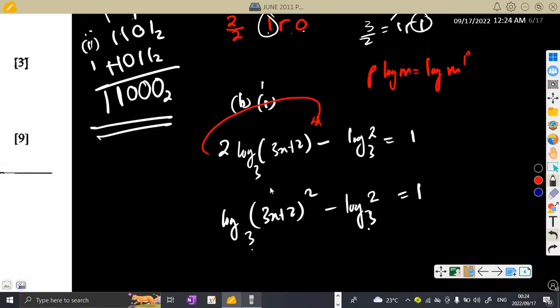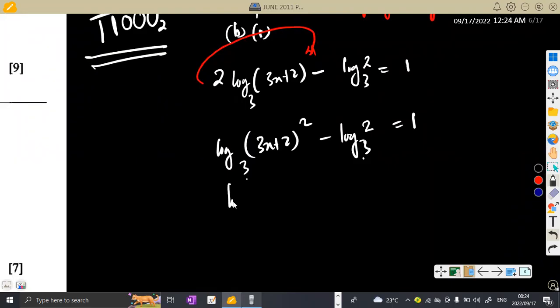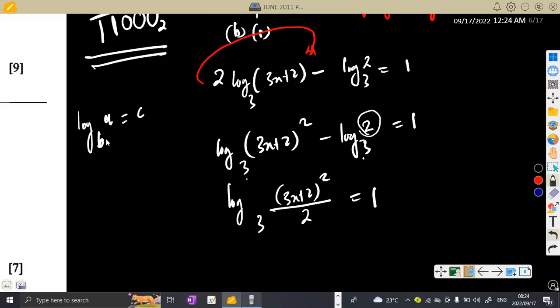If we are in the same base, subtracting logarithms means we divide the numbers, provided that the bases are the same. So you're going to divide 3x plus 2 squared over 2 in base of 3, which is equal to 1. Why are we so worried about having our answer as a single log? Because from a single logarithm, we can apply this law: the logarithm of A in base of B, equal to C, can be written as A equal to B to the power of C, which is B to the exponent of C.